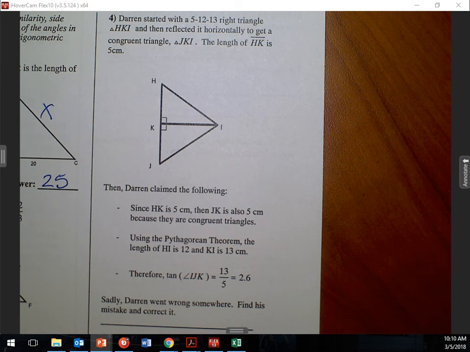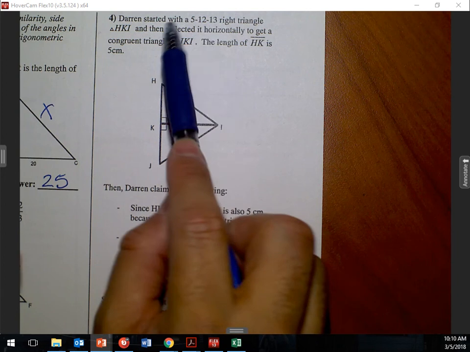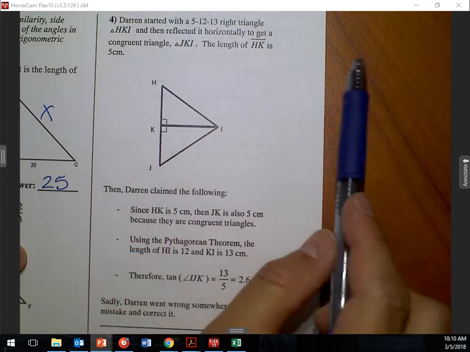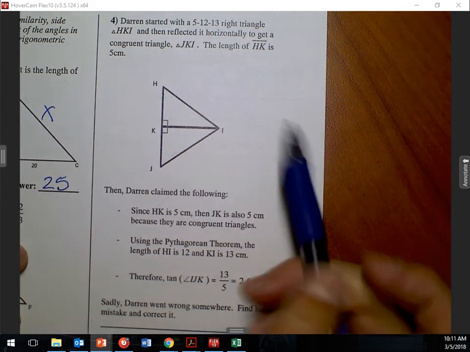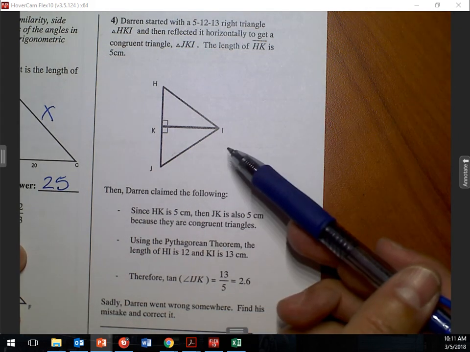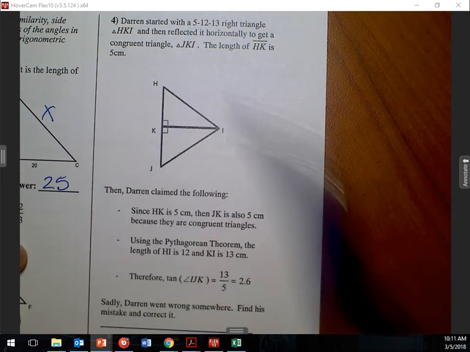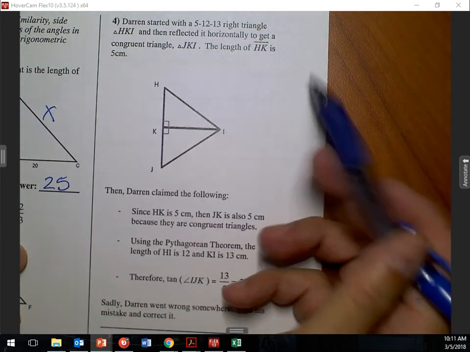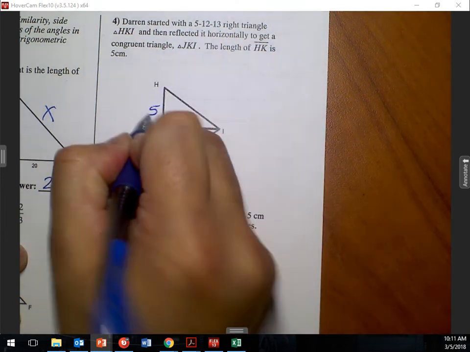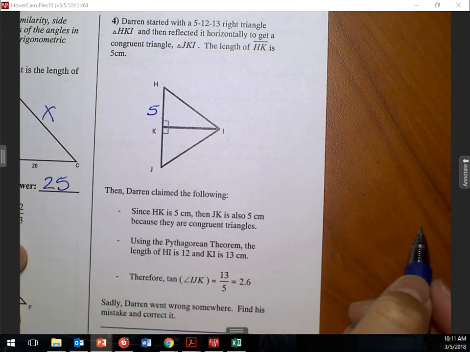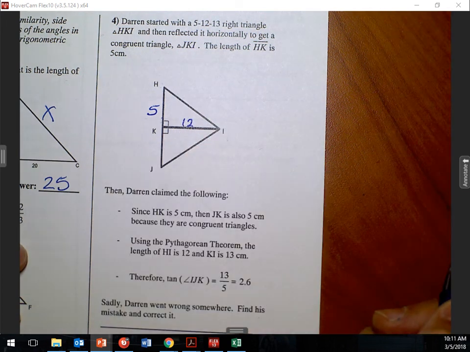Alright, so number 4. Darren started with the triangle. It looks like this. So a 5, 12, 13 triangle, and reflected it horizontally. So 5, 12, and 13. Where are those numbers going to go? Let's start with this one right here. Where do you think 5 is going to go? HK right here, right? So that's 5. Where's the 12 going to go? KI, very good. And 13? HI.